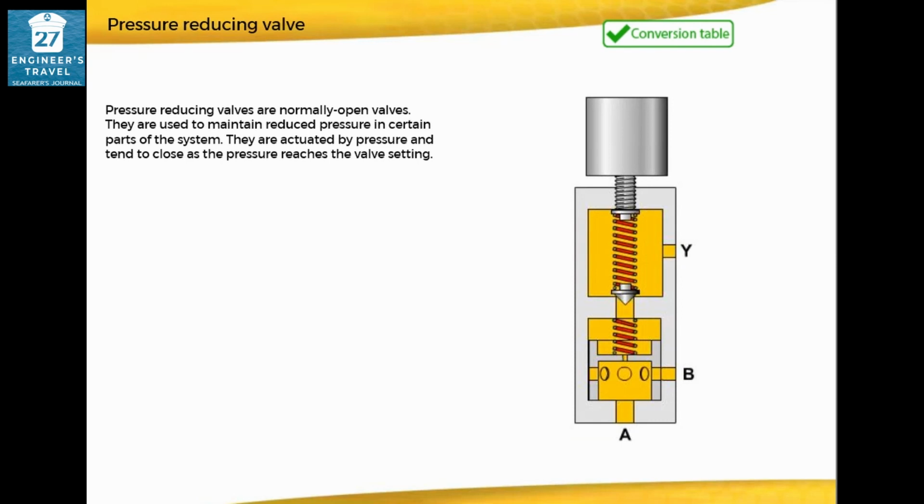Pressure-reducing valves are normally open valves. They are used to maintain reduced pressure in certain parts of the system. They are actuated by pressure and tend to close as the pressure reaches the valve setting.